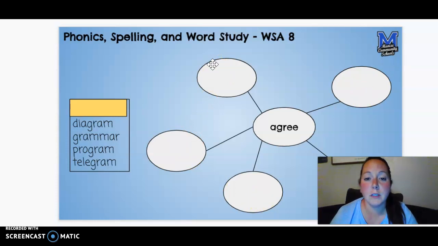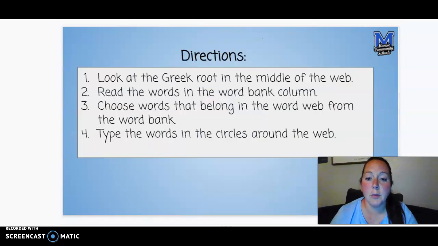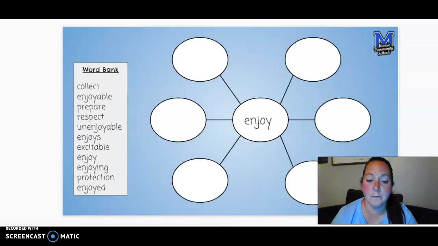had the root, agree. Today for your practice, you are going to look at the Greek root in the middle of the web. Read the words in the word bank column, choose words that belong in the word web from the word bank, and then you're going to type those words in the circle around the web.